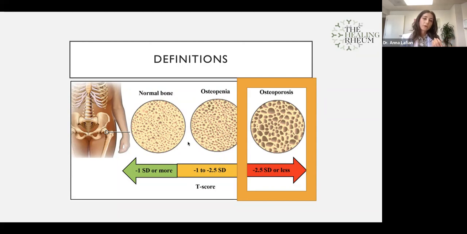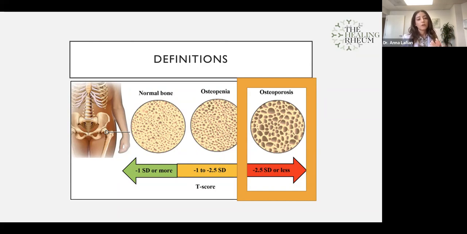As far as defining it, the T-score is measured on a bone density test, and I'll show you in a couple slides what that looks like. We do a bone density test, which is also called a DEXA or DXA scan, and that will give us a quantification of your bone mineral density in your spine and your hip.